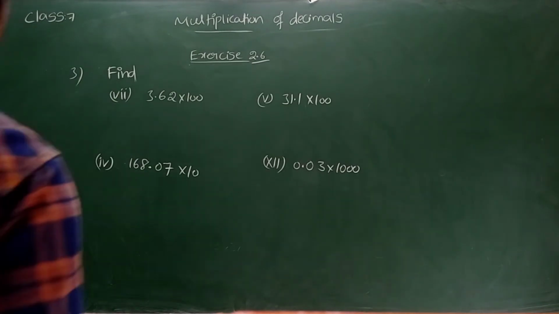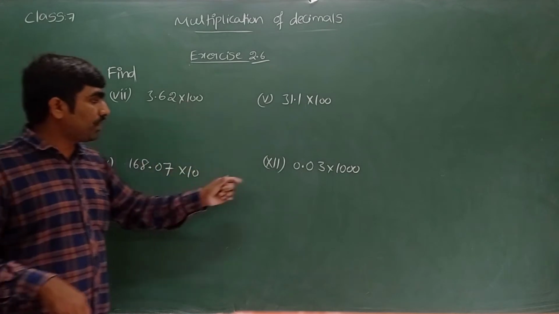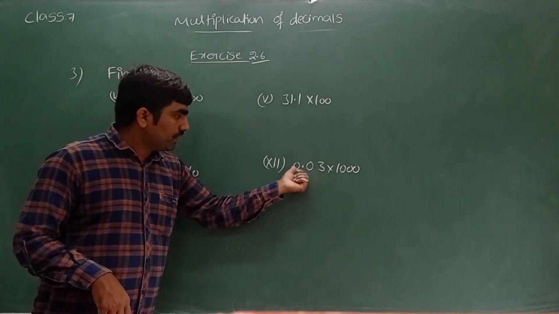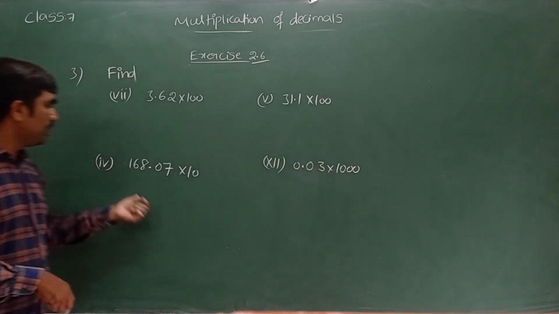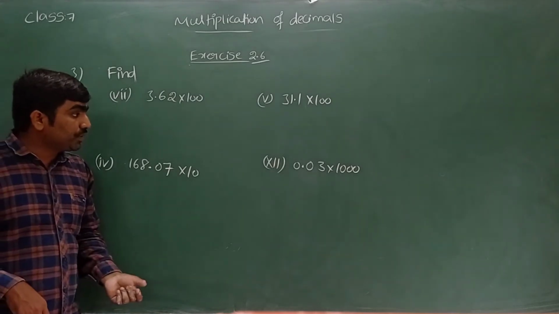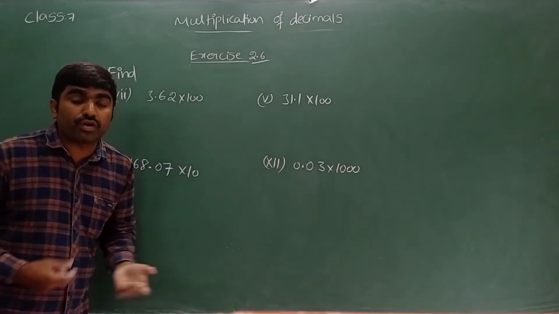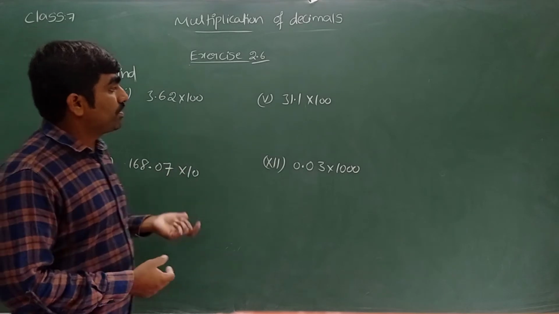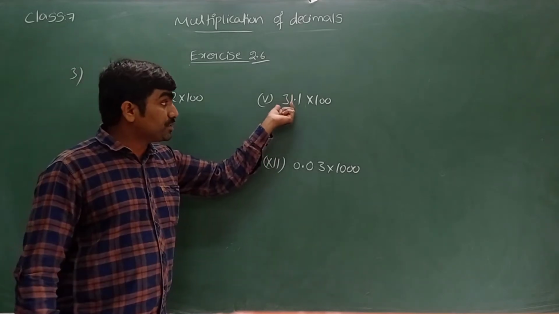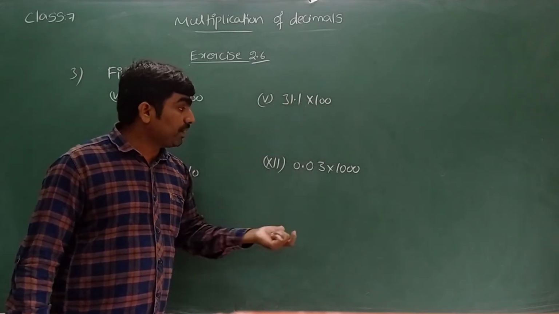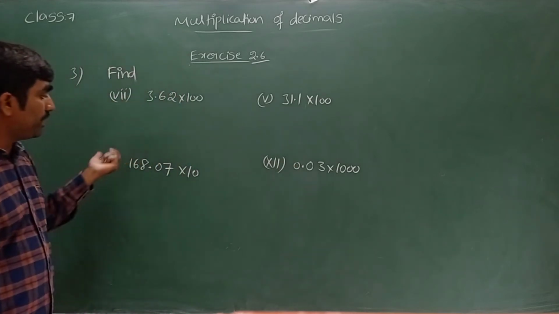Okay, now let's see the third bit. They are asking 3.16 into 100, 31.1 into 100, 0.03 into 1000, 168.07 into 10. What can we observe in these four examples? Yes, we can see that they are multiplying a decimal with 100, with 1000, and with 10.